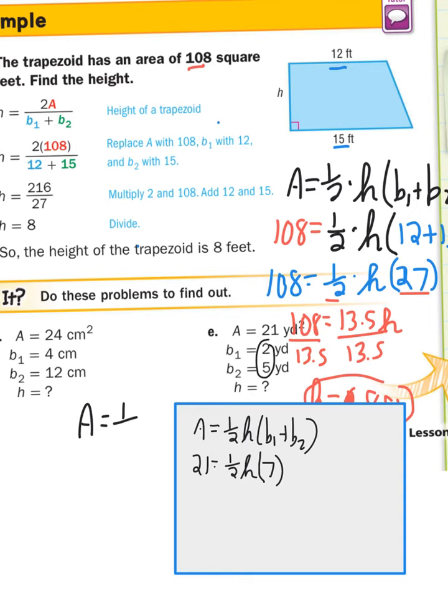So that kind of took one of the steps out, which you didn't have to do. So then, I'm going to do this next step. I'm going to simplify again. So 21 equals, I'm going to do the half times 7, which is 3.5 times the height. And next thing I'm going to do is solve this equation. Divide by 3.5, divide by 3.5. And then all I have to do is solve. So cancel. Cancel. 21 divided by 3.5 is 6. So that means my height is 6 yards. Did you remember yards? And it's not square yards because it's not the area.